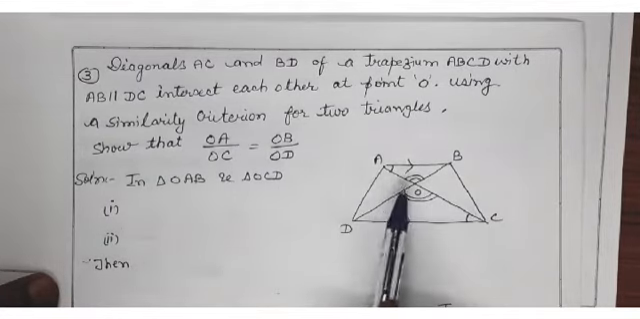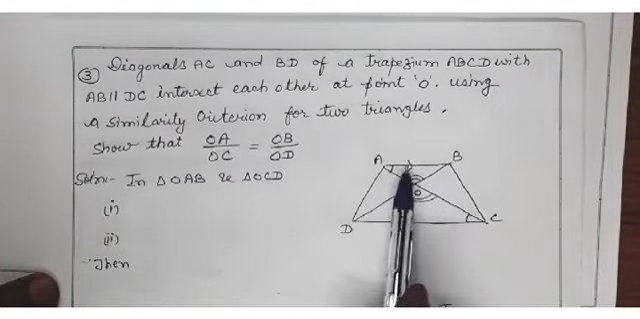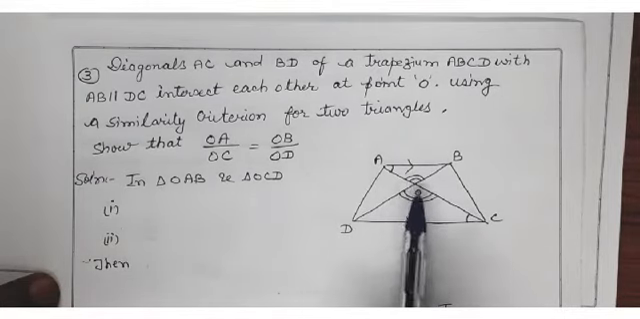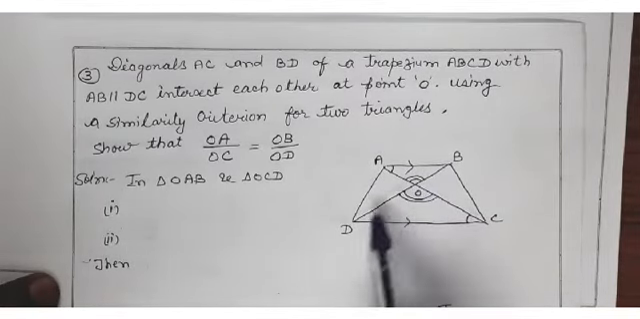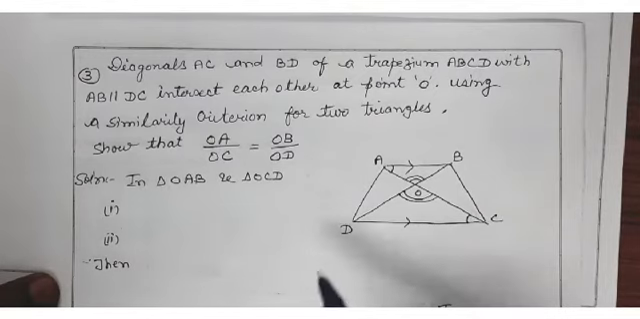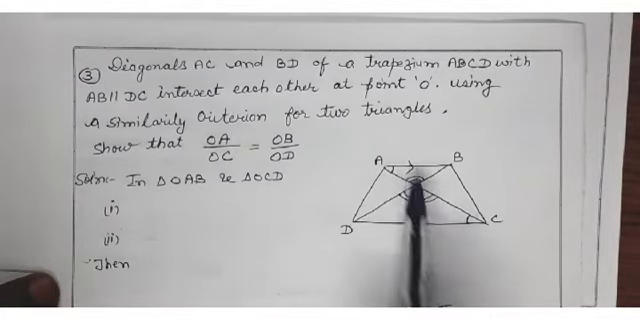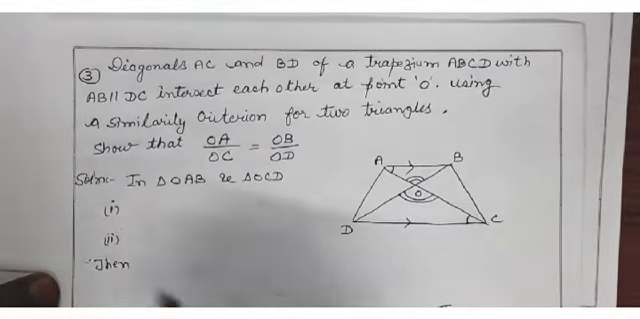See here in the question, ABCD is your trapezium. AB is parallel to DC, intersecting at point O. Then what do you have to show? OA upon OC is equal to OB upon OD. For that, what do you have to show? First of all, you have to check whether these two triangles are similar or not. Because these two lines are parallel, I can say angle A will be equal to angle C.